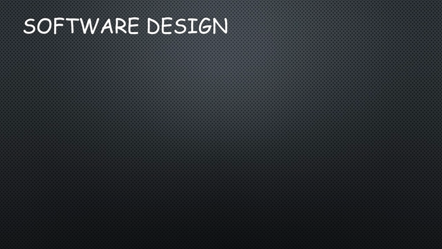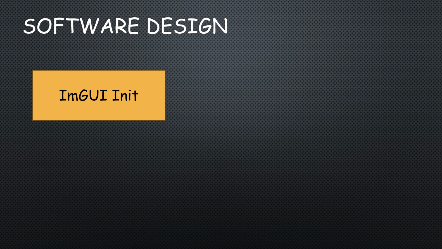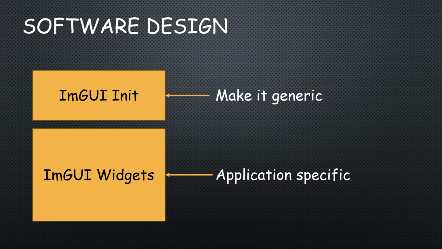In terms of software design, I consider the ImGUI API to have two parts. First, we have initialization, which we should try to make as generic as possible to fit many projects. Then we have the widgets themselves, which are probably application specific. How you manage the widgets and whether you can apply some code reuse techniques is up to you. Therefore, I created a class called ImGUIRenderer to take care of the setup, while the code that fiddles with the actual widgets is inside the application.